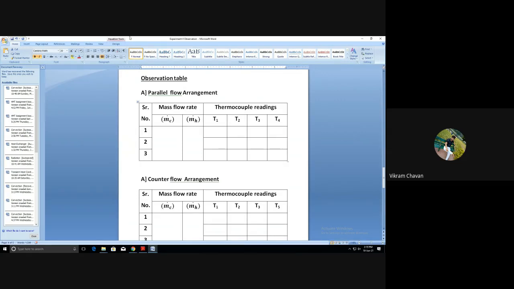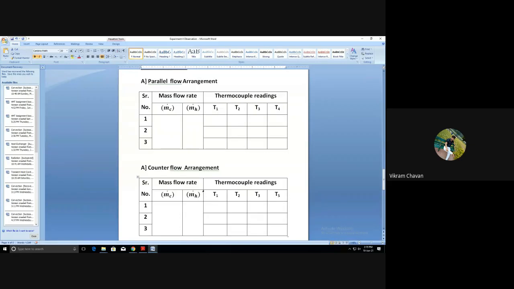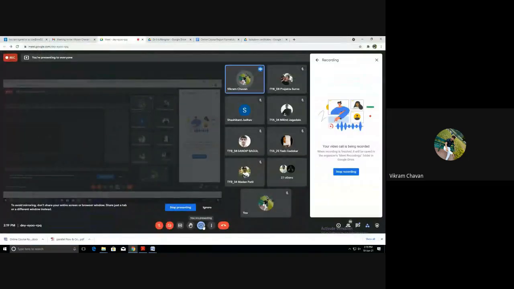Okay, so we have to take the readings for parallel flow arrangement and counter flow arrangement. So you can draw these tables. Okay, simple tables are there. Okay, now I will stop presentation from here, so that I can present the experimentation.